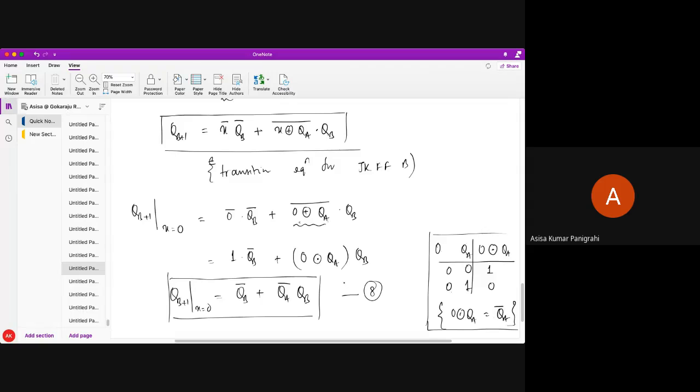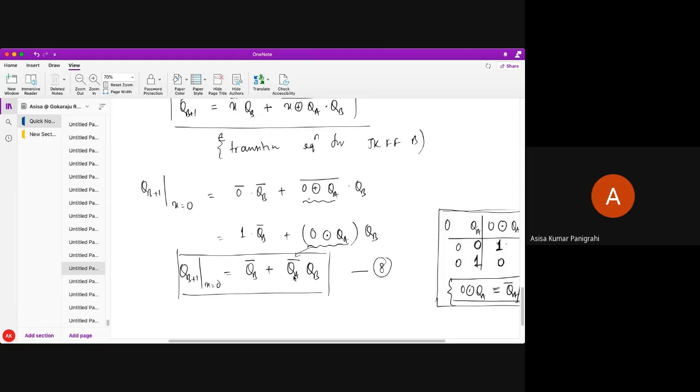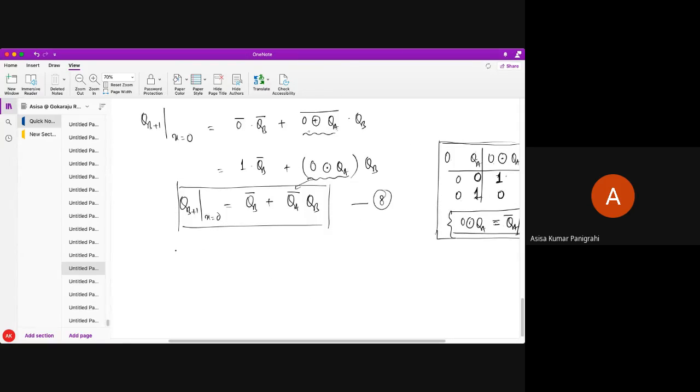Any doubt? Any doubt? So did you understand this? 0 XNOR with QA, you are getting the opposite of QA. Here 0, it is getting 1. Here 1, it is getting 0. So that's why I can make this statement here: 0 XNOR QA is nothing else but my QA bar. Okay. So I have got it for x equal 0.